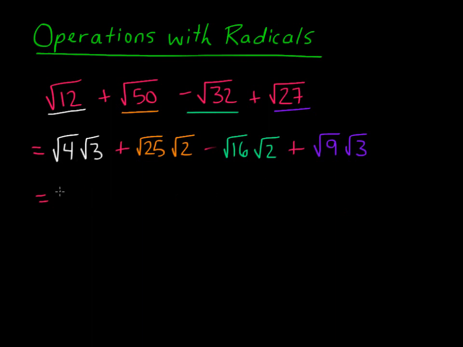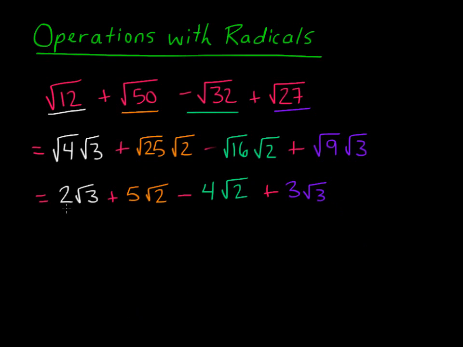Square root of 4 is 2, so we get 2 root 3. The square root of 25 is 5, and so we get 5 root 2. The square root of 16 is 4, and so we get 4 root 2. And the square root of 9 is 3, and so we get 3 root 3. Okay. Well, now we've got some like terms that we can collect.